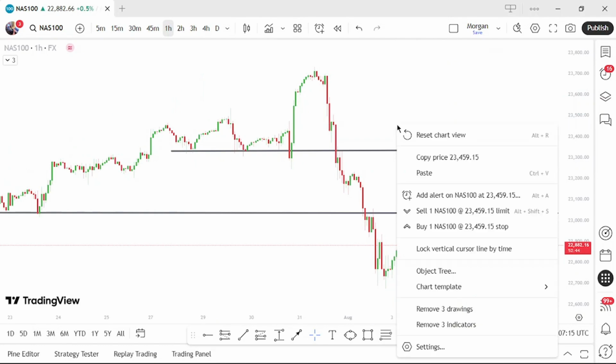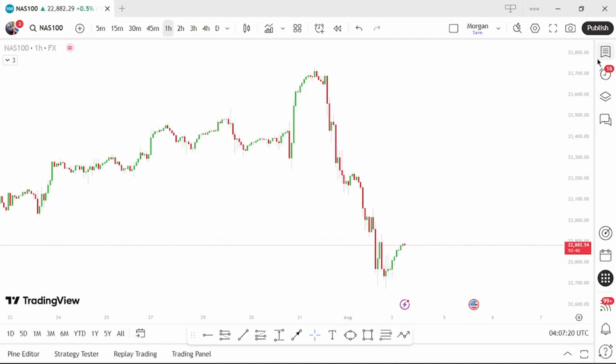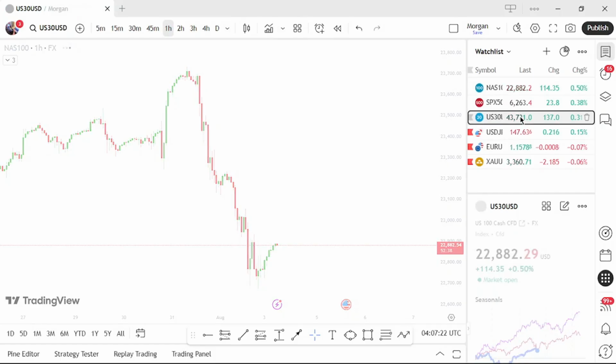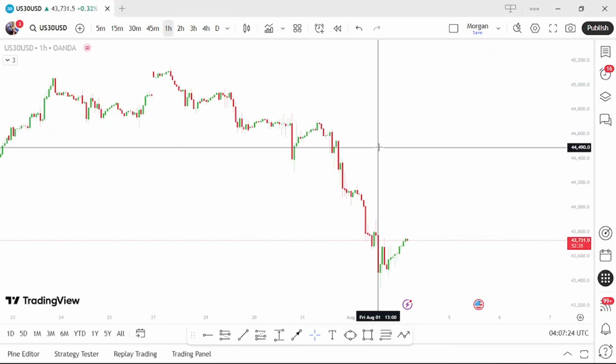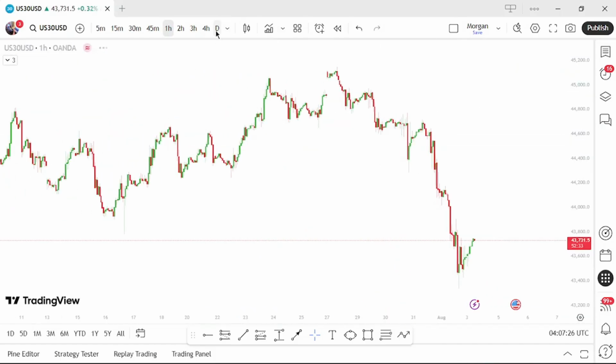Now, let me talk about US30. US30 and Nasdaq move similarly, so I'll talk about US30. US30 did something very interesting.